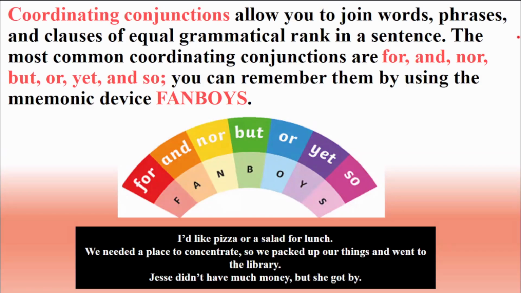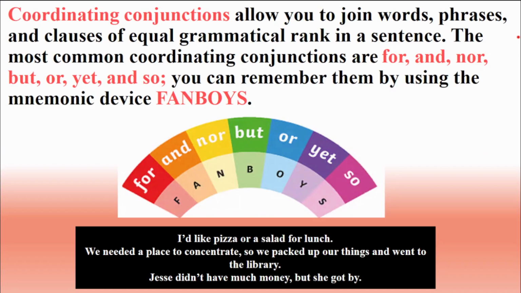But. එතකොට coordinating conjunctions කියන්නේ මොනවද? FANBOYS කියන acronym එක. එතකොට F stands for for, A stands for and, and then what is N for? N for nor, B for but, O for or, Y for yet, and S for so, right? So that is how FANBOYS, that you should remember.